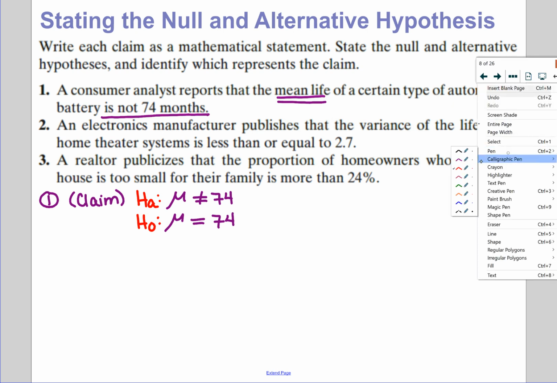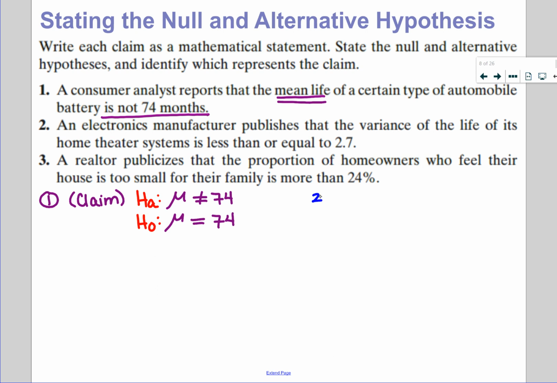Let's try the second one. An electronics manufacturer publishes that the variance of the life of its home theater system is less than or equal to 2.7. So the population parameter is variance here. So my claim is that my variance, which is my little mu squared, is less than or equal to, that's pretty straightforward, less than or equal to 2.7.